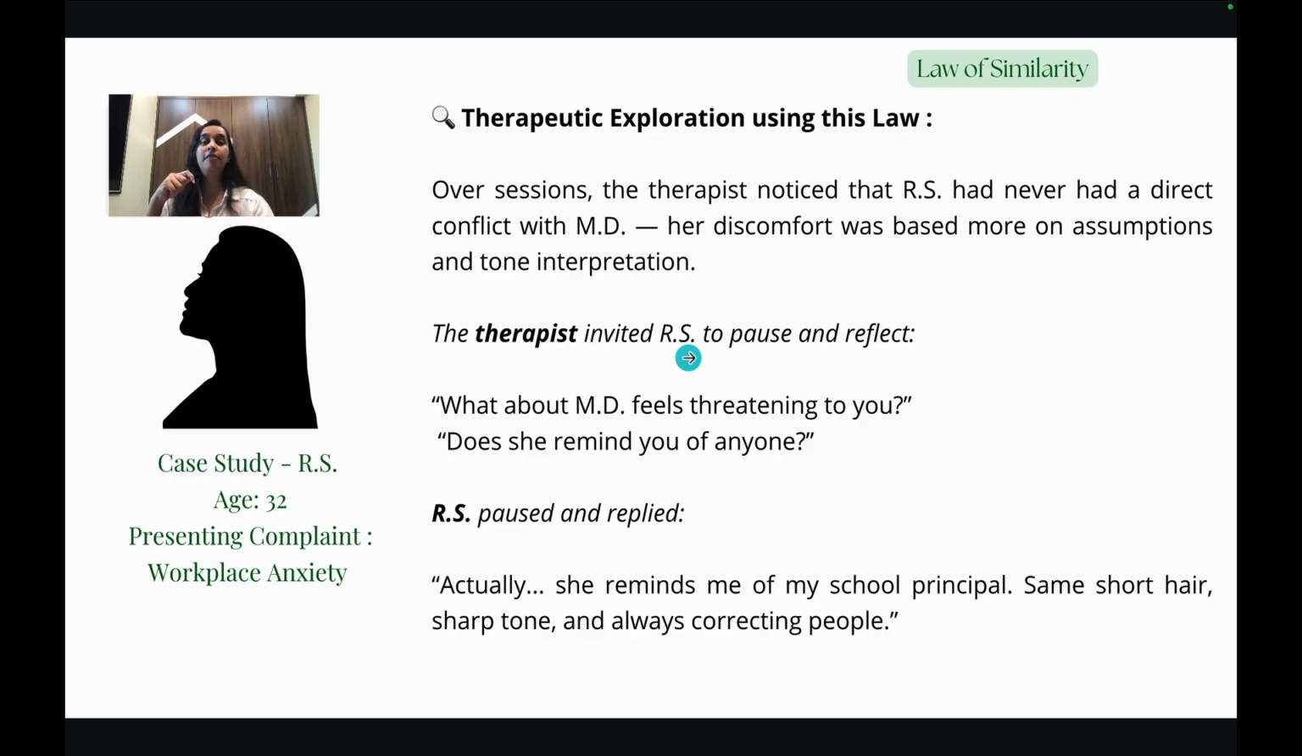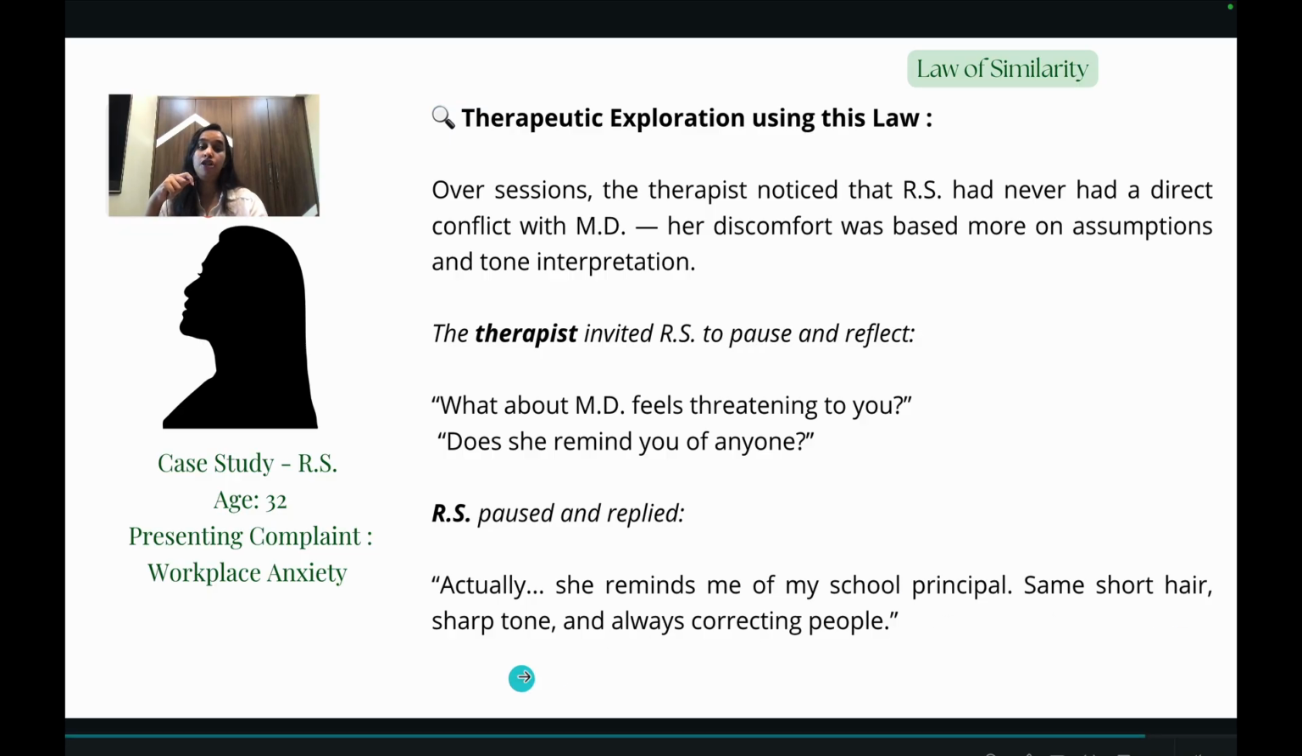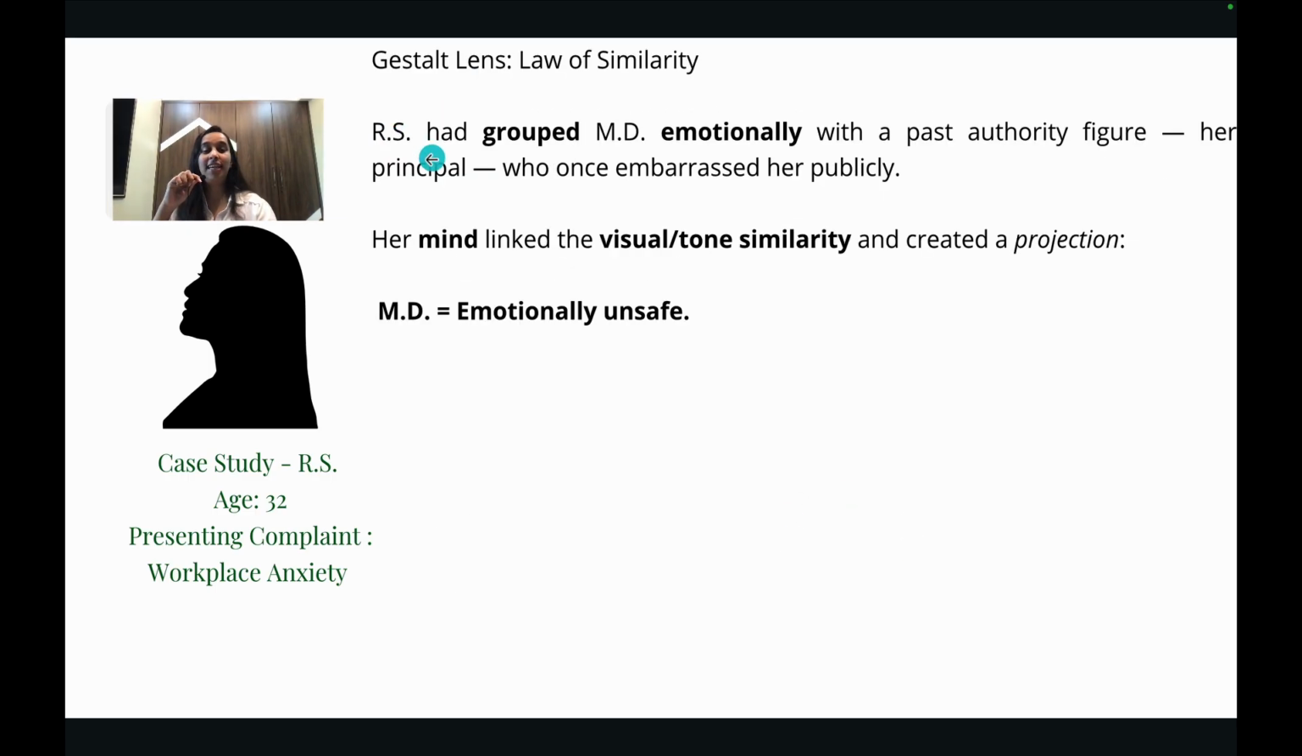Okay, the therapist invited RS to pause and reflect. What about MD feels threatening to you? Does she remind you of anyone, especially from your past? RS paused and replied, she reminds me of my school principal. Same short hair, sharp tone, and always correcting people. So this has been a trigger for RS. What we see is RS has grouped MD emotionally with a past authority figure, her school principal.